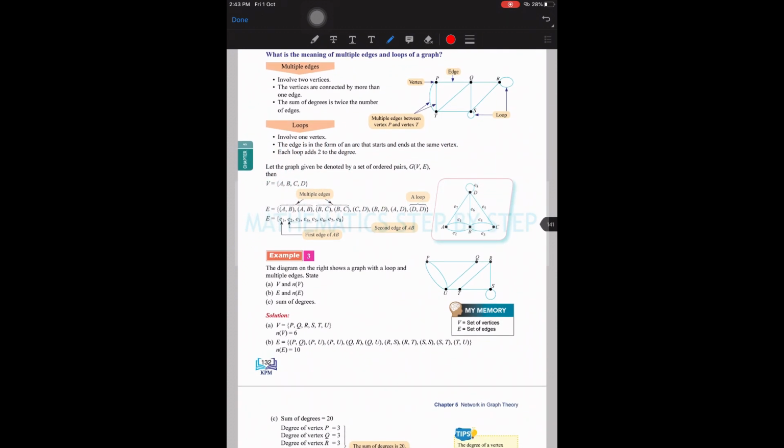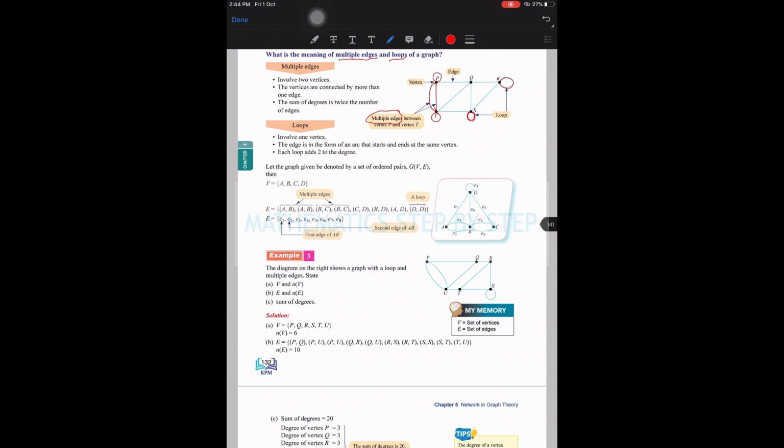So what is the meaning of multiple edges and loops? Okay, just now I have gone through a little bit very quickly, so now we'll go into it in more detail. Okay, so multiple edge, we can see there are 2 lines connecting vertex P and vertex T. Okay, this is the first line, this is the second line, so here is a multiple edge. Then this is a loop. Okay, we can see it comes out from vertex S and goes back to vertex S itself. At vertex R, this is also a loop, okay? Comes out from vertex R and back to itself, okay?